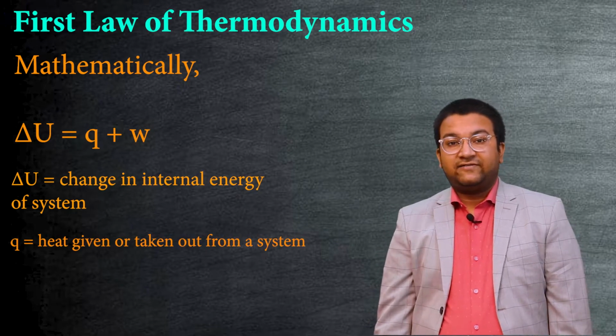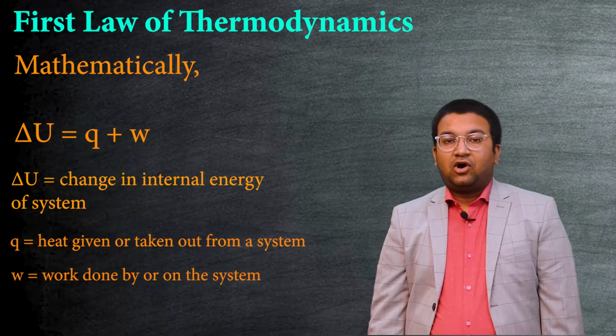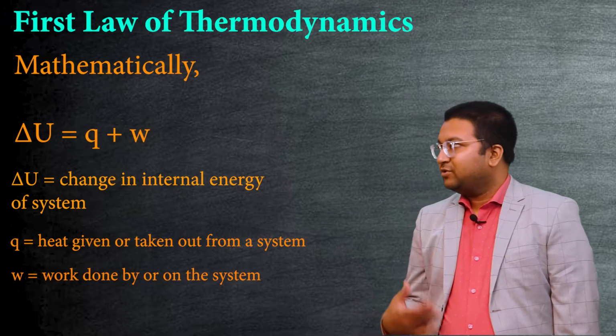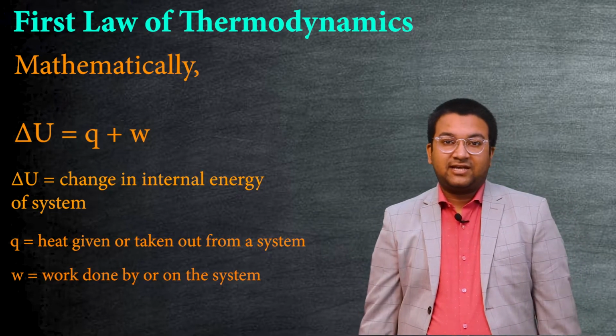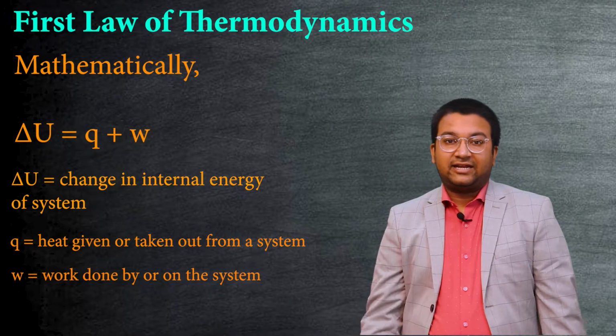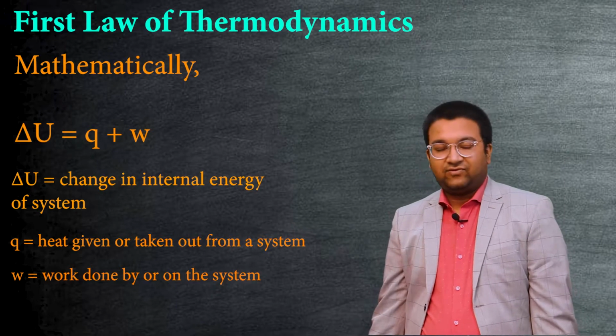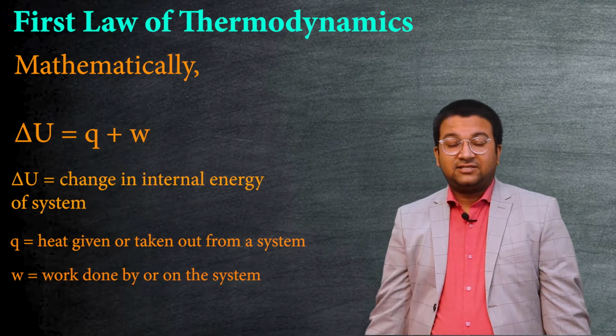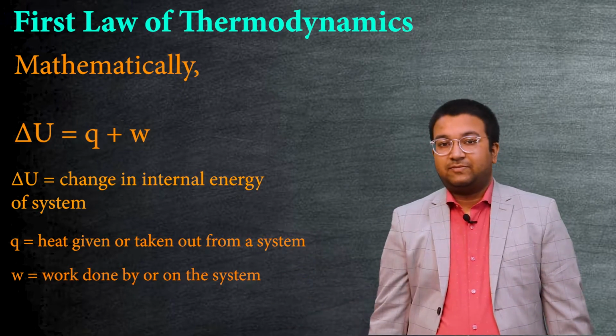Q is the heat given or taken by a system, and W is the work done on or by the system. We have to put these values with appropriate signs in order to calculate the net energy change or see if this formula is valid or not. So the simplified form is this. Now let's talk about each of these terms one by one.